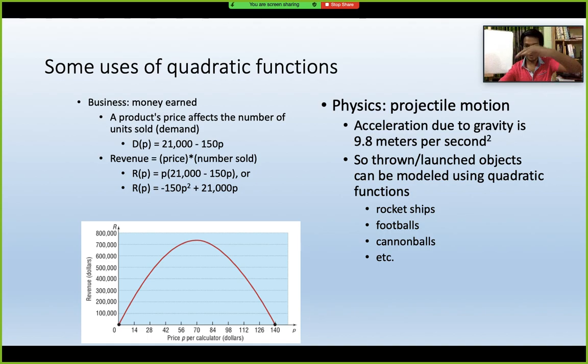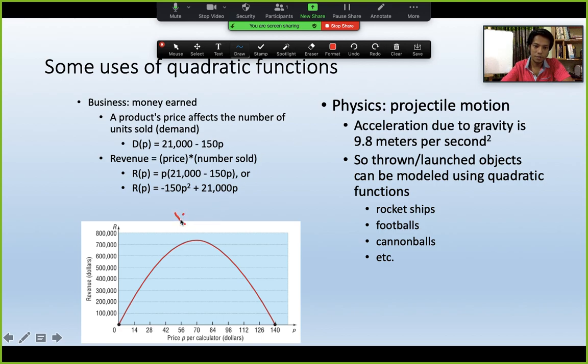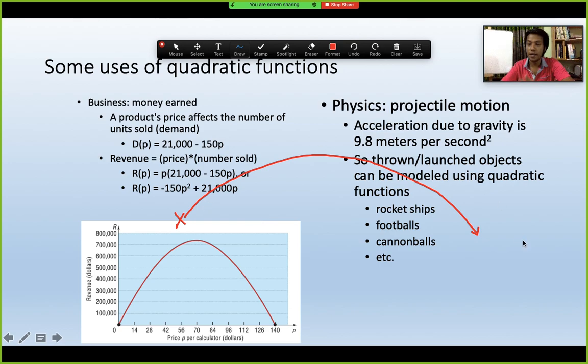So if something follows this path, this is called a parabola. This is the path of quadratic functions, and this is actually projectile motion also. This name actually came from that kind of motion, projectile. If you throw some rocks or stones, then the motion will be like this. Suppose from here you throw something, the motion will be like this. This is projectile motion, and it comes from the quadratic function.